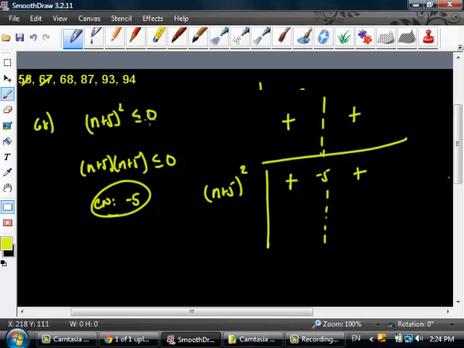So we're looking for the intervals of where it's less than 0, so we're looking for where it's negative. Where is it negative? Nowhere. So what's the answer?